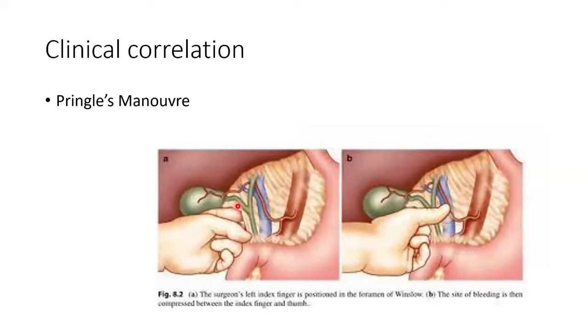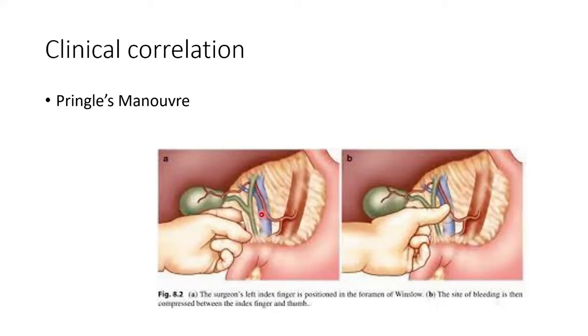And along this free edge of the lesser omentum, you have three structures traveling. You have the bile duct, you have the portal vein, and the hepatic artery, which is a branch of the celiac trunk. Most posteriorly, you have the portal vein, and anteriorly, on the right side, you have the bile duct, and on the left side, you have the hepatic artery.